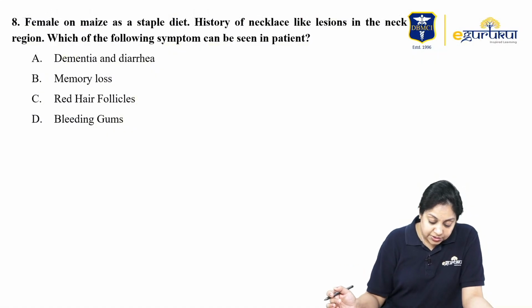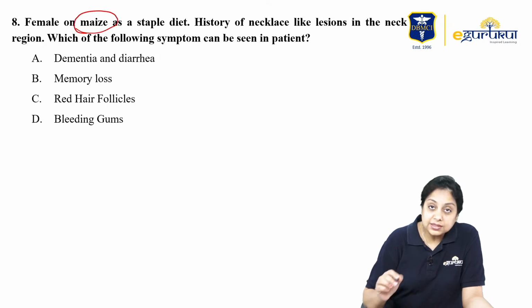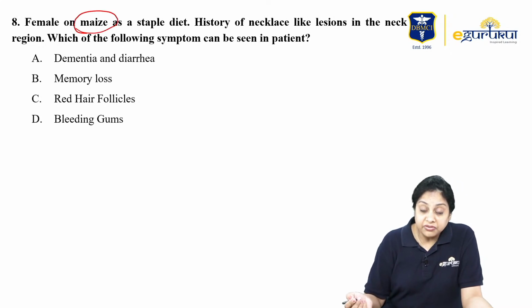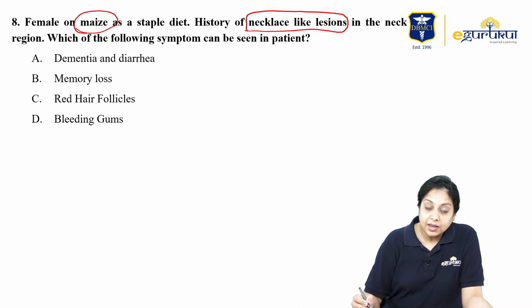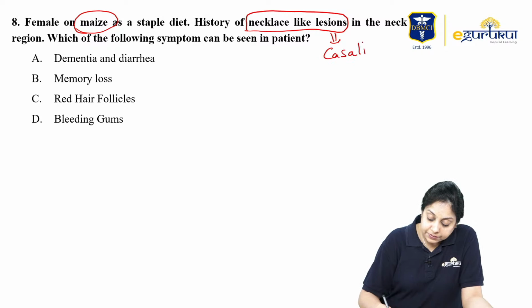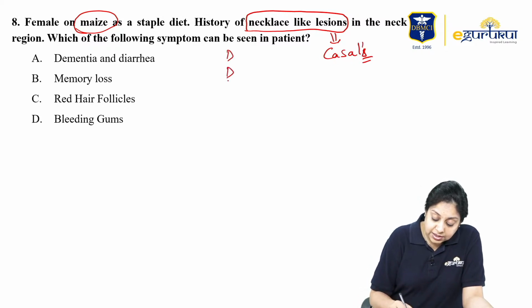Question number 8, female on maize as a staple diet. Okay, trivial question. History of necklace-like lesions. Maize, necklace-like lesions. Which of the following symptoms can be seen in this patient? What could be these lesions? Casal's necklace. What do we expect?